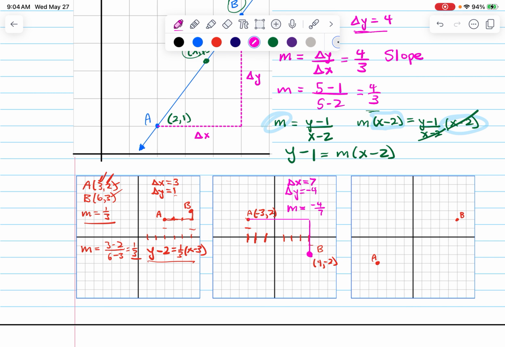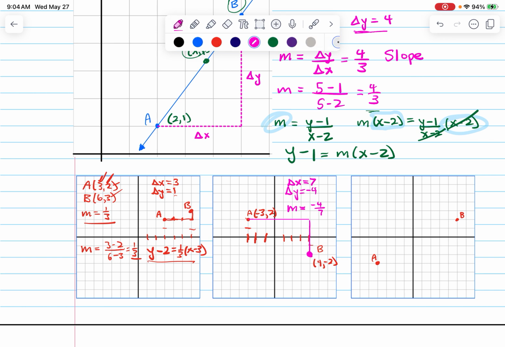See? Because I go this way. From this point A, I go 1, 2, 3, 4, 5, 6, 7. And you always move to the right. And then it's either up or down for the y. And then I go 1, 2, 3, 4. So down 4. So my slope is -4/7.